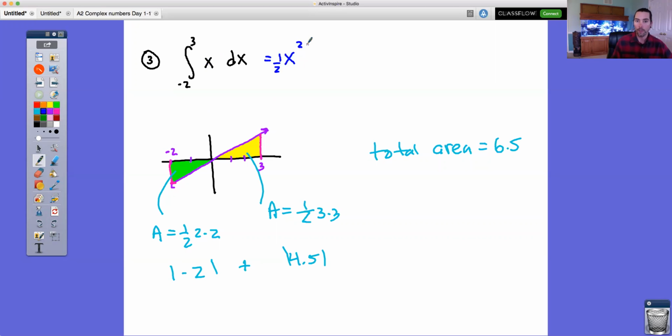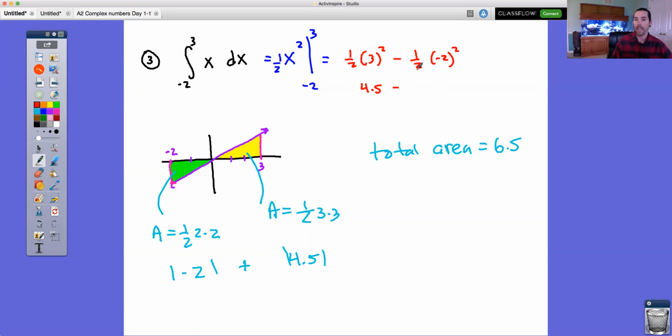Then you are going to evaluate that from -2 to +3. So you're going to evaluate the upper limit. You're going to go 1/2, 3 squared. Subtract the lower limit, 1/2, -2 squared. 3 squared is 9 times 1/2 is 4.5.